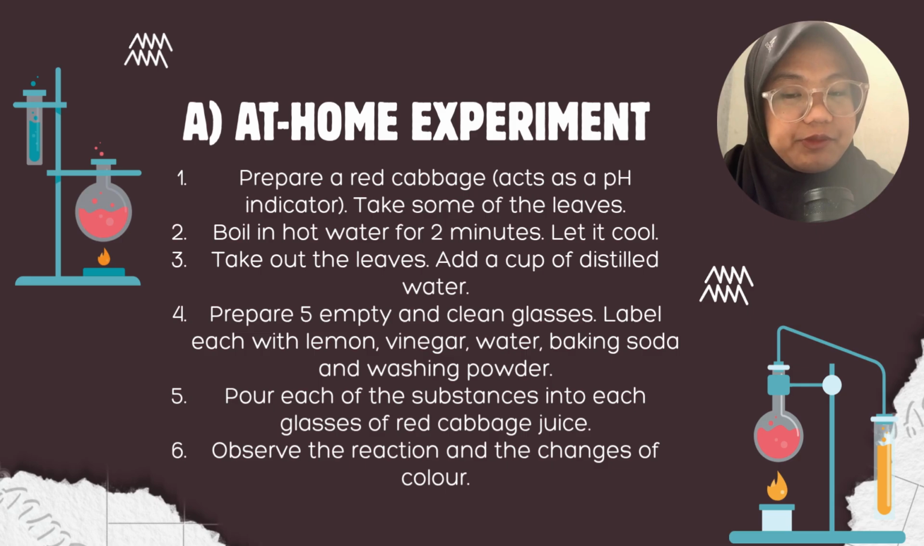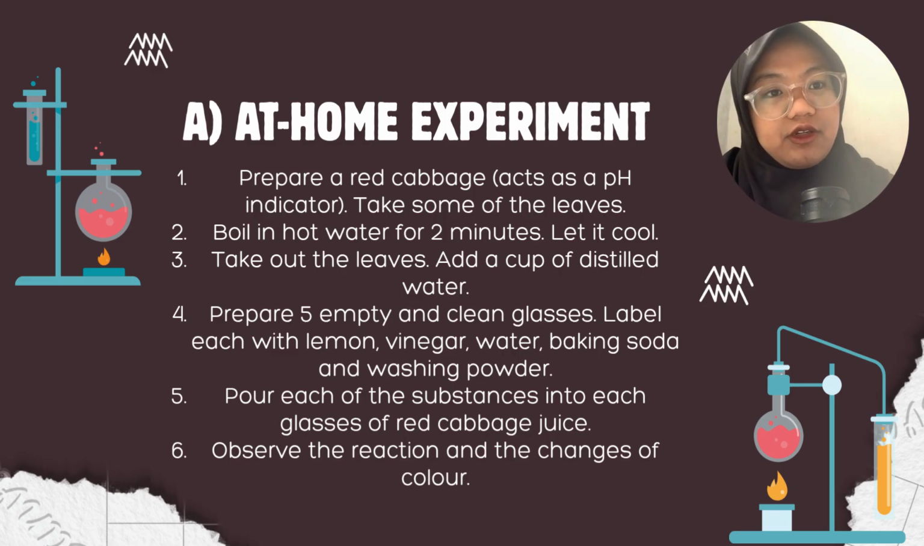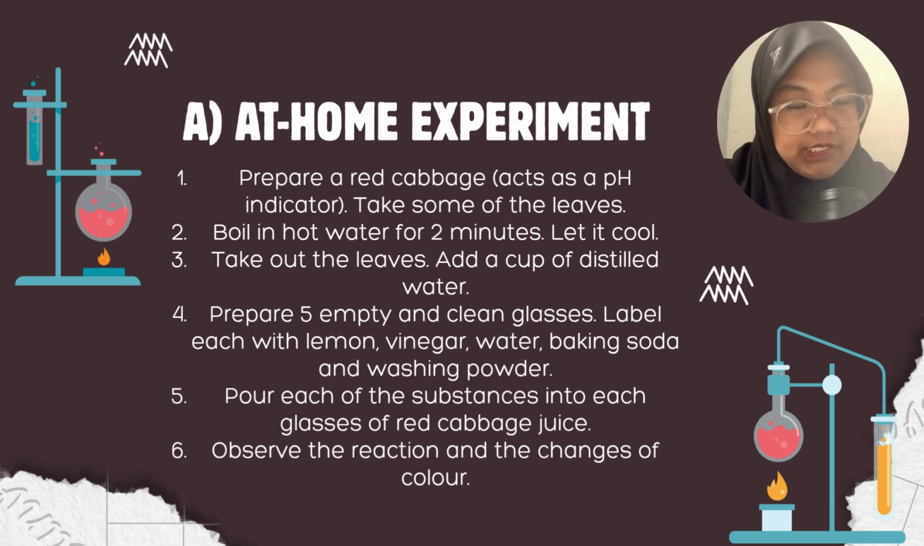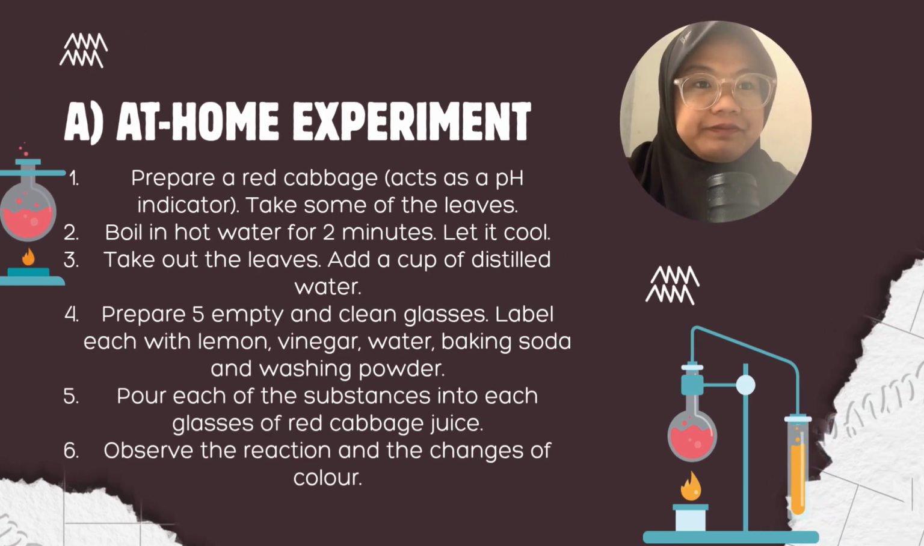And then finally, number 6, you need to observe the reaction and the changes of color. Meaning that while you pour the substances into our indicator, you need to observe the changes of color, what color it changes into, and you need to refer to the pH table to determine what pH it is. And yeah, that's all.